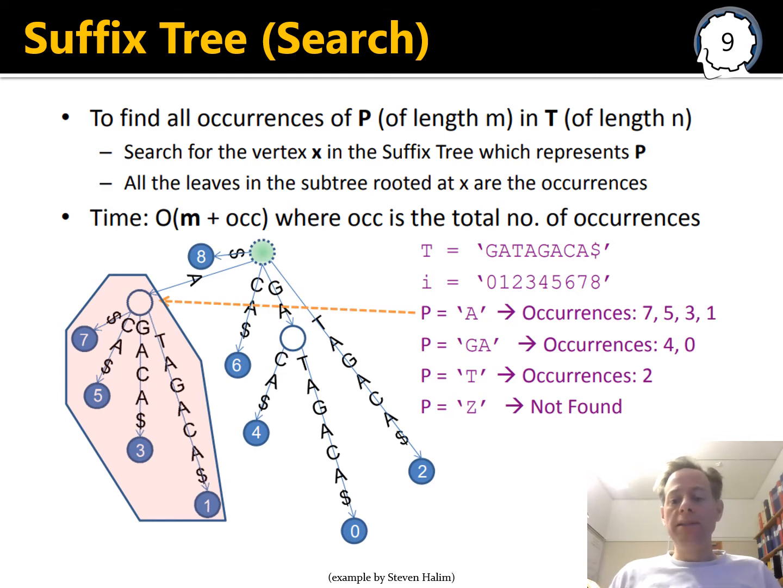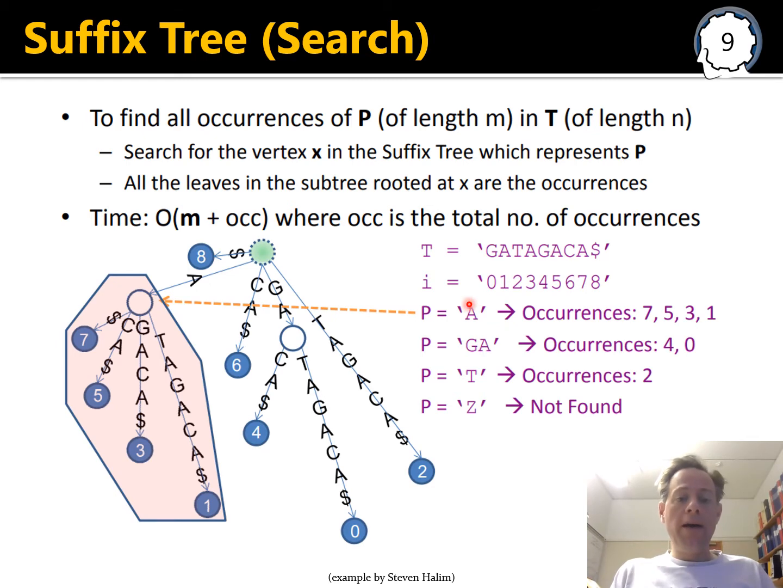If we now have built this suffix tree, we can find all the occurrences of a pattern P of length M in the string T of length N. Basically, what we need to do is find the vertex X in the suffix tree which represents the pattern P. And then we know that all the leaves in the subtree rooted at X are the occurrences. So basically, all the ways to extend the pattern as a suffix. These are all the places where it will occur.